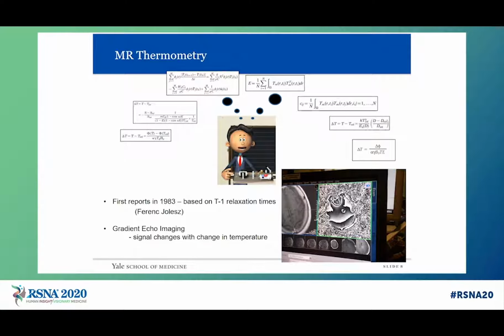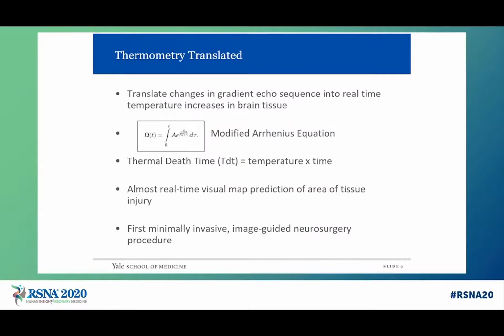What is unique to LIT is that it is MRI guided using MR thermometry, something that I'm sure you're all familiar with and originally was described by Ferenc Jolesz in the early 1980s. By taking raw, sequentially obtained gradient echo MR thermometry data and feeding it real-time into processing software that uses the modified Arrhenius equation, a real-time visual map estimate of the area of tissue injury can be created. The laser can then be turned off when the area of heat encompasses the target lesion.